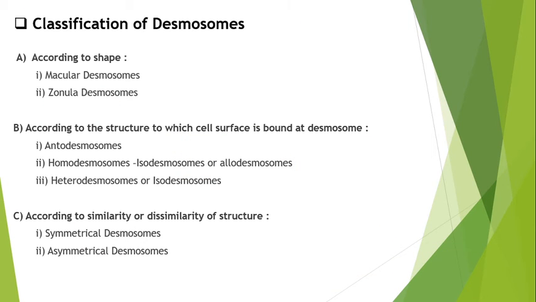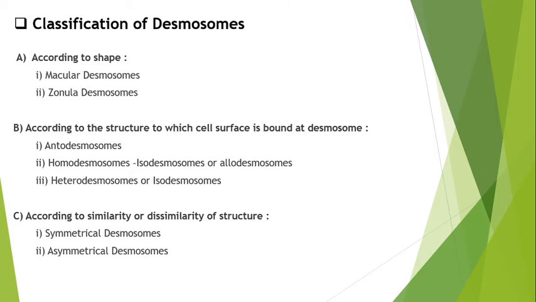So it is according to shape, structure, dissimilarity, function, and so on. First is according to shape: the macular desmosomes, that means the spot-like desmosomes, often called maculae adherens. Then zonular desmosomes, which encircle a cell like a belt or zone and bind it to its neighbors all around its circumference, at the level of the zonular desmosomes, often called terminal bars.